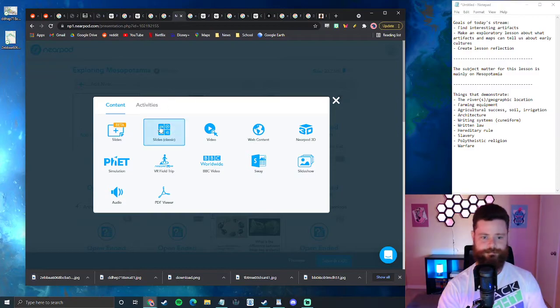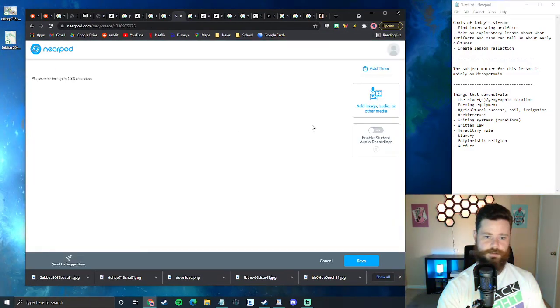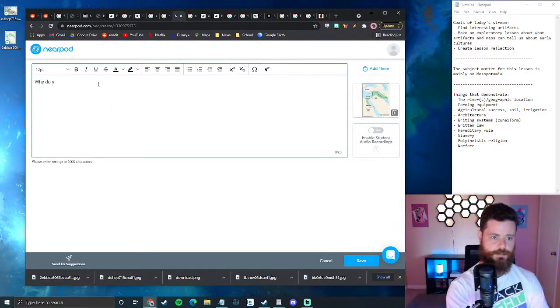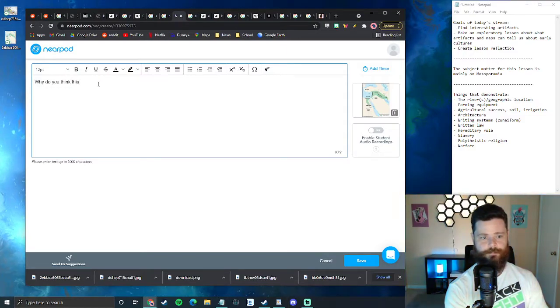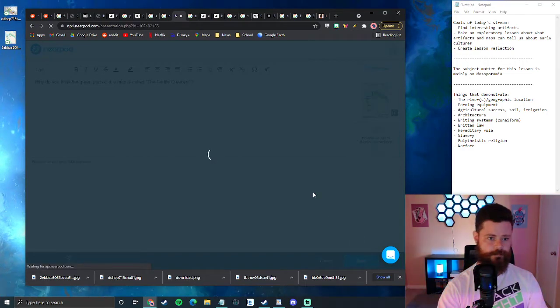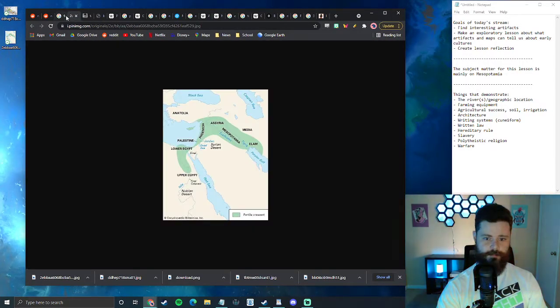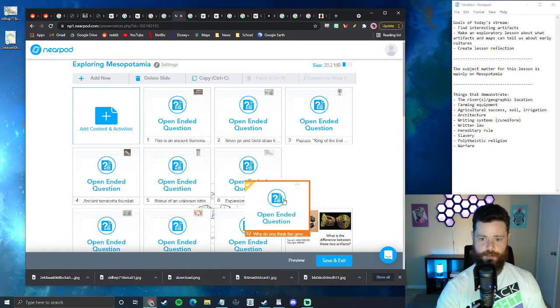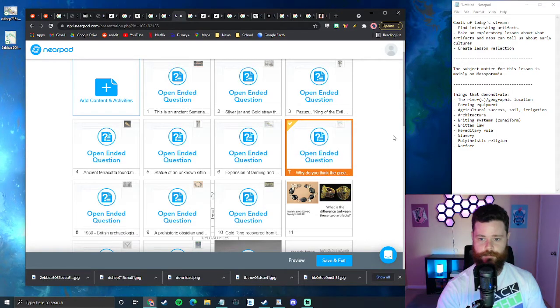Okay, so I'm going to ask the question, why do you think this, or the green part on this map, is called the Fertile Crescent? Let me look back at that map. Okay, so it actually has the two rivers here and even the Nile over there. All right. I think that's going to be good enough. So can I put it up here? Yeah, right there. All right.